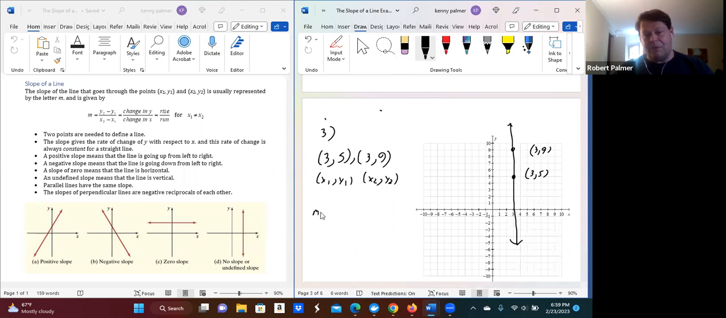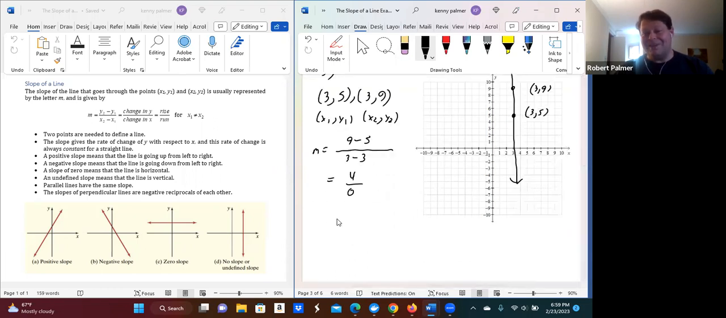So if I do my m once again, if I do this y minus this y, 9 minus 5, I have to do this x minus this x, 3 minus 3. Well, clearly on top we have 4. Then down here we have 0. And remember, anything divided by 0 is undefined.